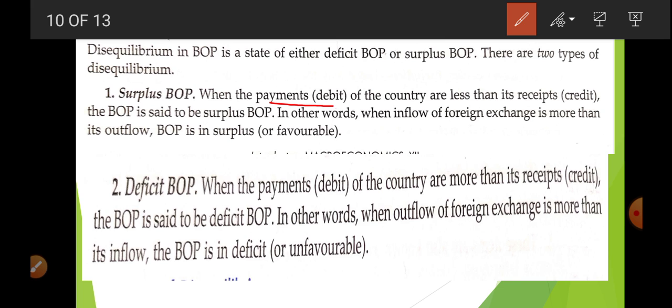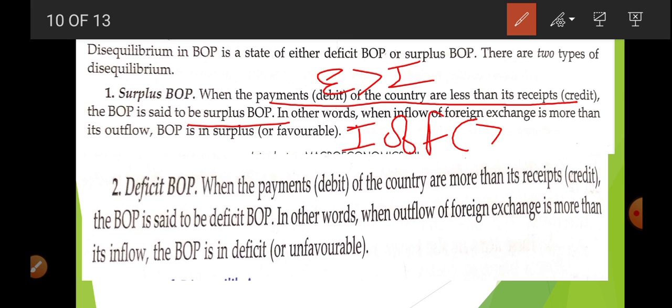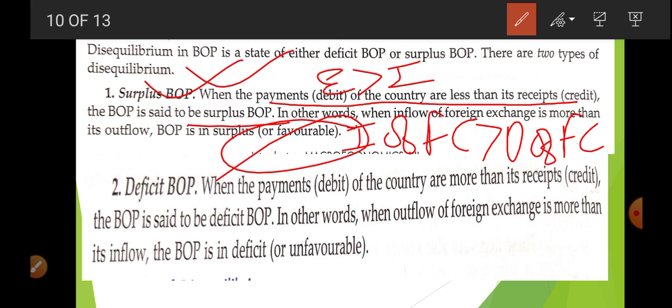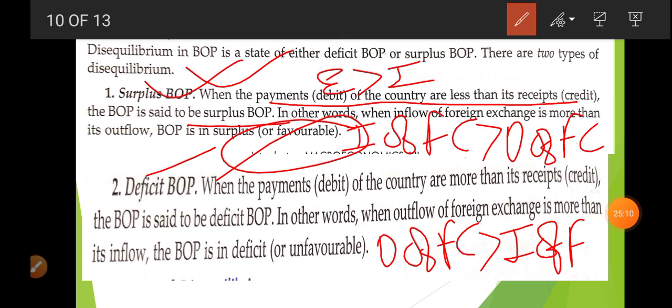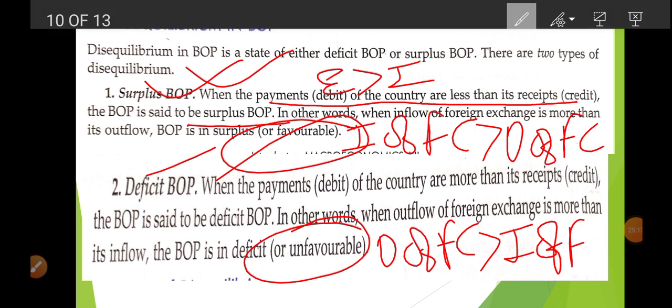When payments of the country are less than the receipts, it is a surplus condition, that is, our export is greater than import, or the inflow of foreign currency is greater than the outflow of foreign currency. This case is known as a surplus, and balance of payment will be favorable. Now deficit balance of payment: outflow of foreign currency is going to be more compared to inflow of foreign currency. So this is known as unfavorable.